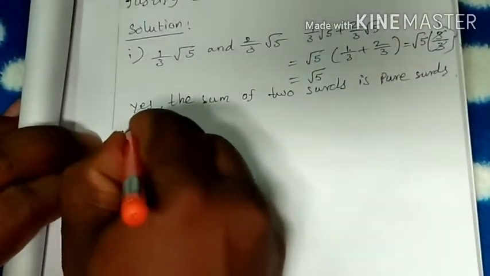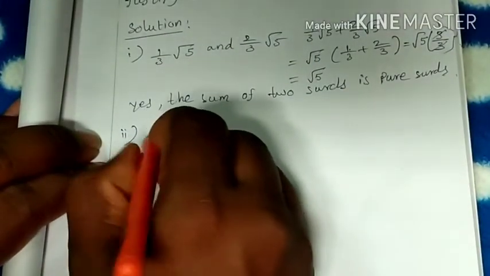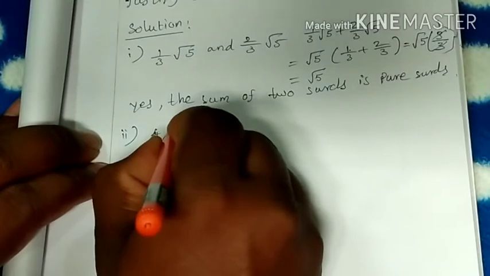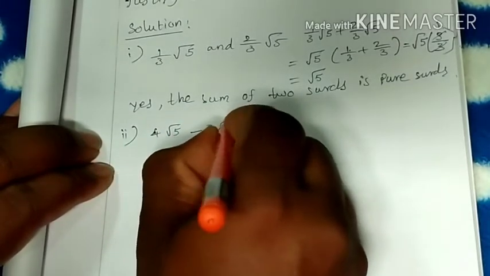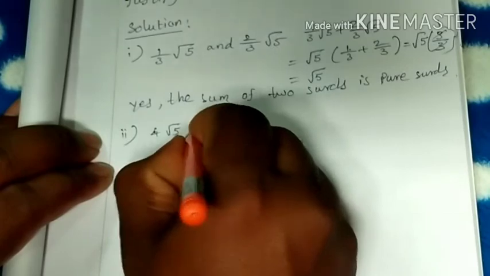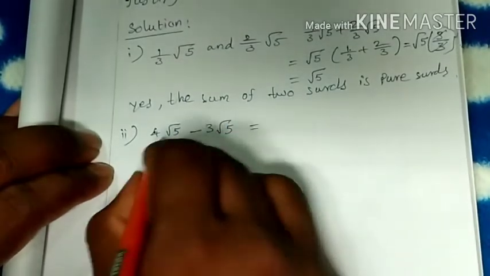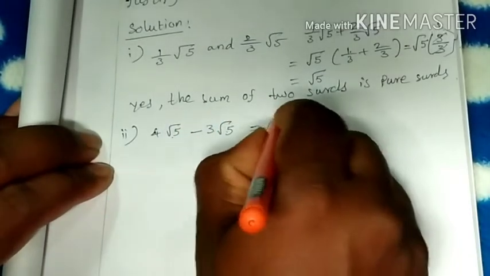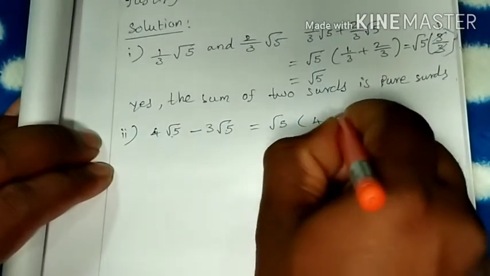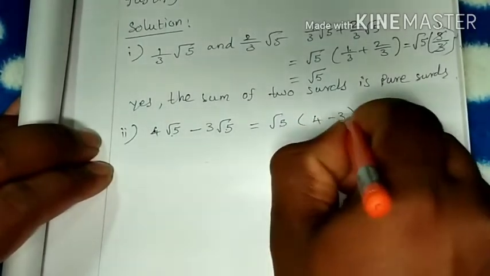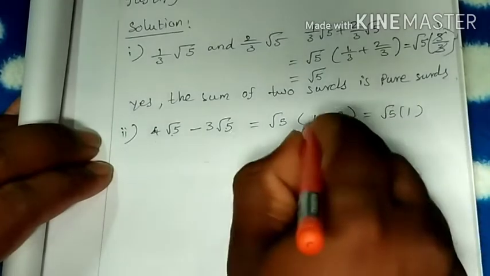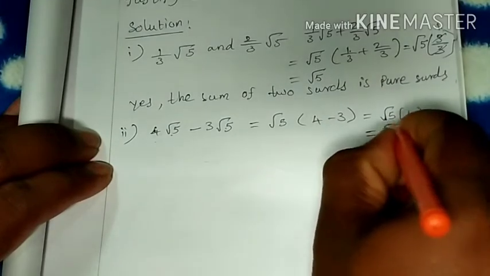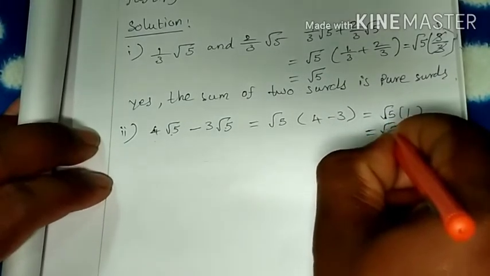Then the second one: the difference of two surds. Now consider the example 4 root 5 and 3 root 5. The difference represents the subtraction. Root 5 is common and 4 minus 3 is 1, so root 5 into 1 equals root 5. The coefficient of root 5 is 1, so it is also a pure surd.